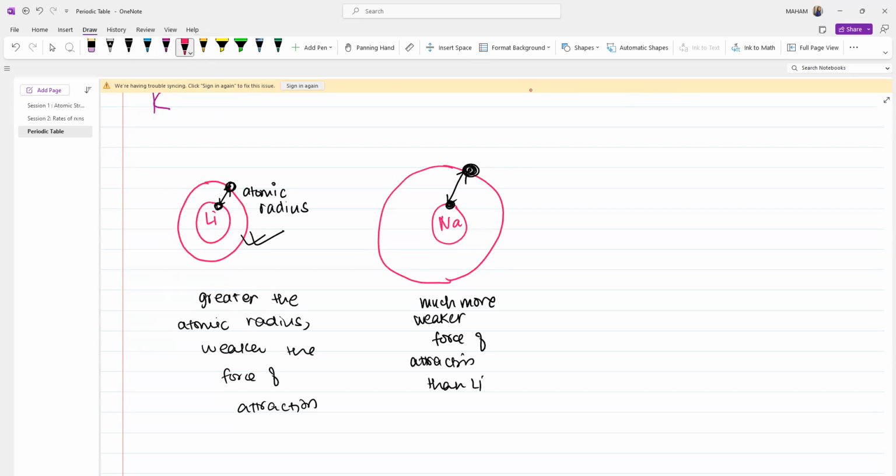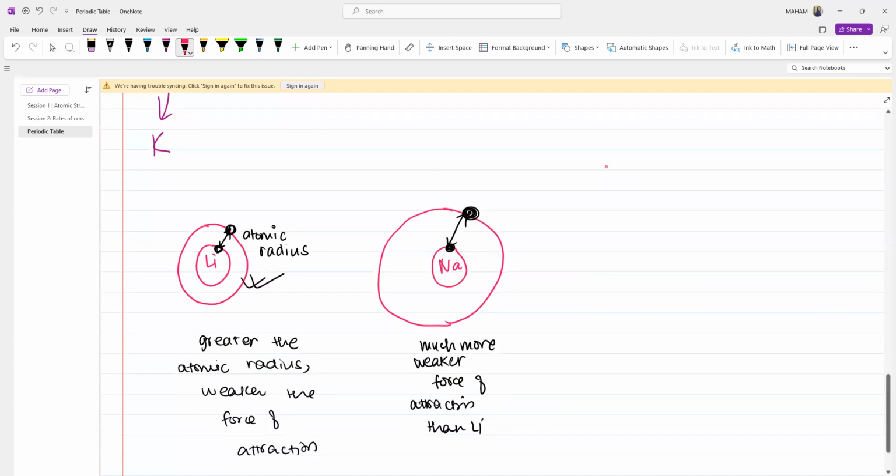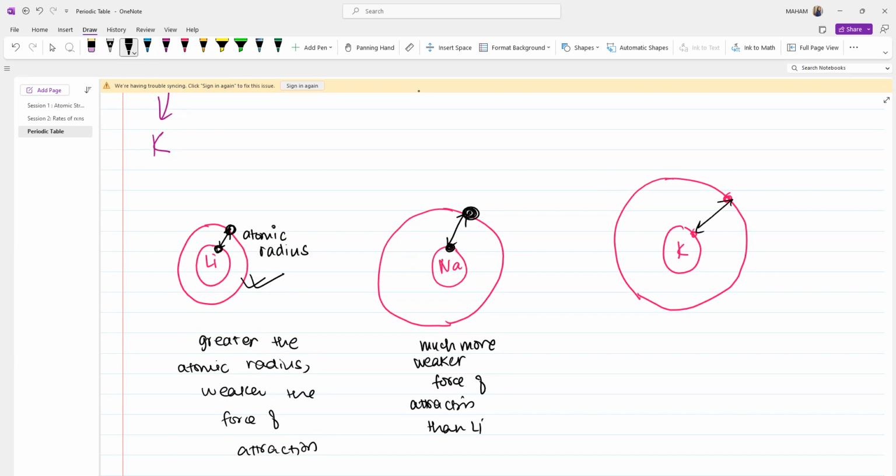As I keep going down the group, my atomic radii keeps on increasing. So if the atomic radii keeps on increasing, the force of attraction keeps on becoming weaker. The radius increases and the force decreases, right? So if this has a greater force, this has a much weaker force and this has an even weaker force. So the reactivity is determined by the force of attraction.